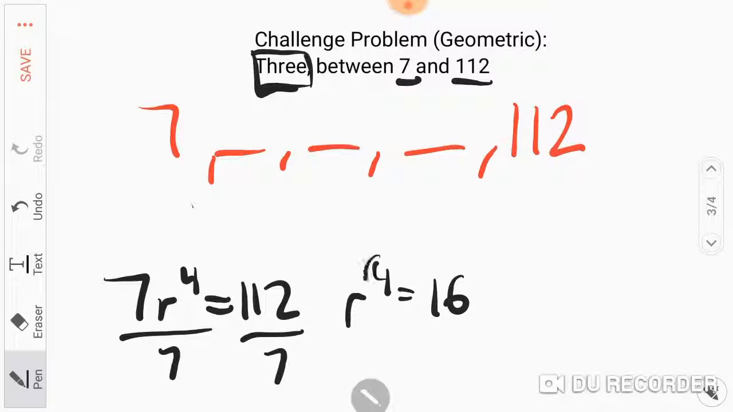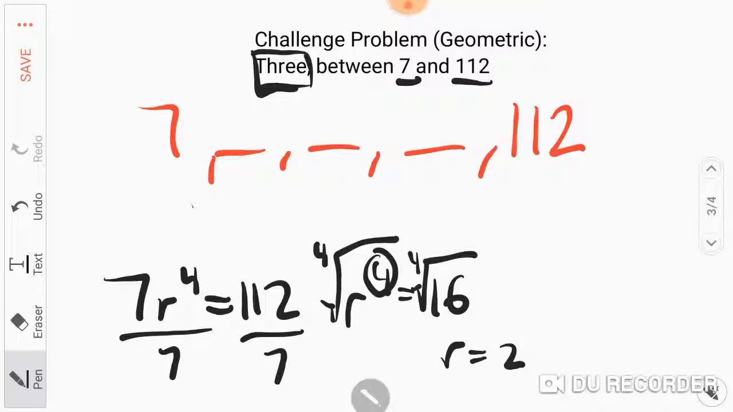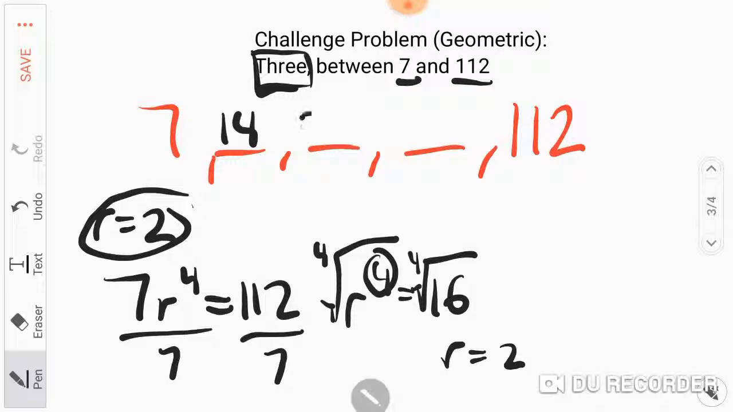Now we see this r to the 4th and we want to get rid of that, so we take the 4th root of both sides. So we're left with r equals 2, because 2 times 2 times 2 times 2 equals 16. So now our geometric mean, or our common ratio, equals 2. So now we need to multiply each term by 2. But before you just go in and say, okay, this is 14, this is 28, and this is 56, you see how there's this 4 right here?